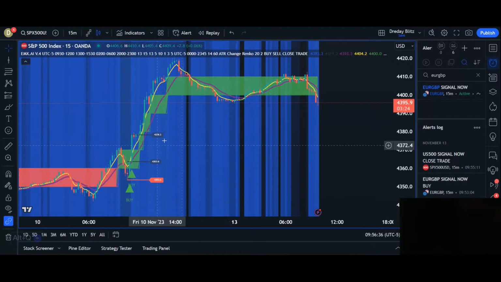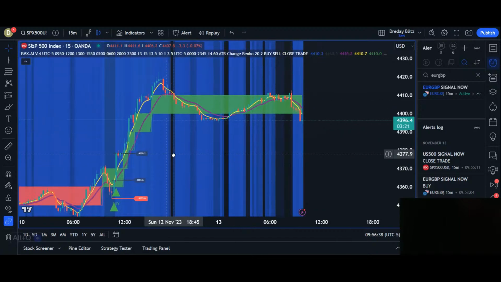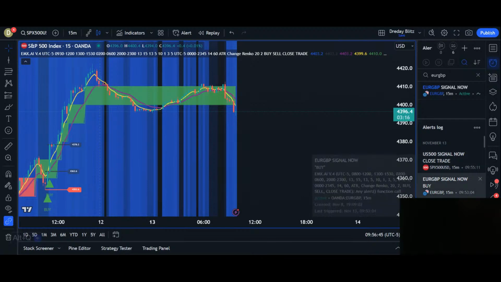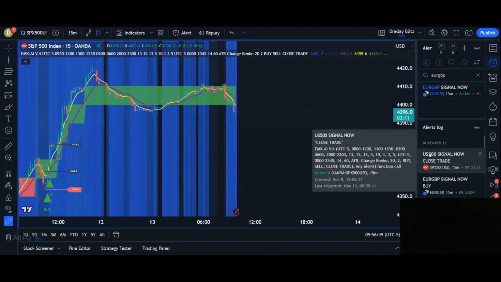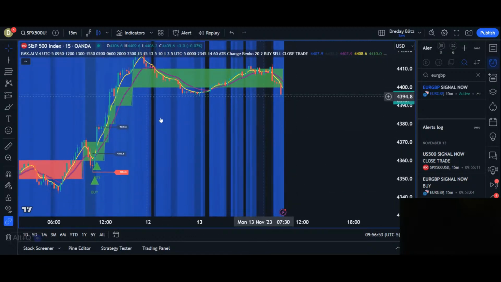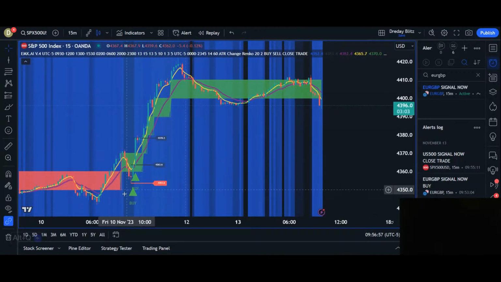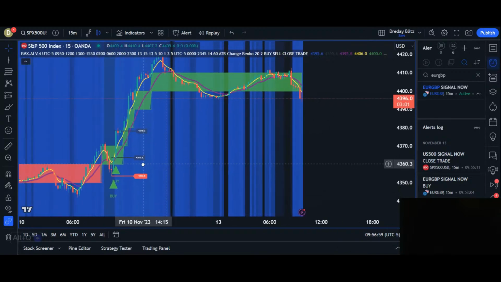So you'd still be in profit. So big profit here since Friday. And then now we're looking for sell, and we just received a notification to have it closed. Okay. So US 30 signal close trade. So that means that we should be out of those buys that were in since Friday. Okay.